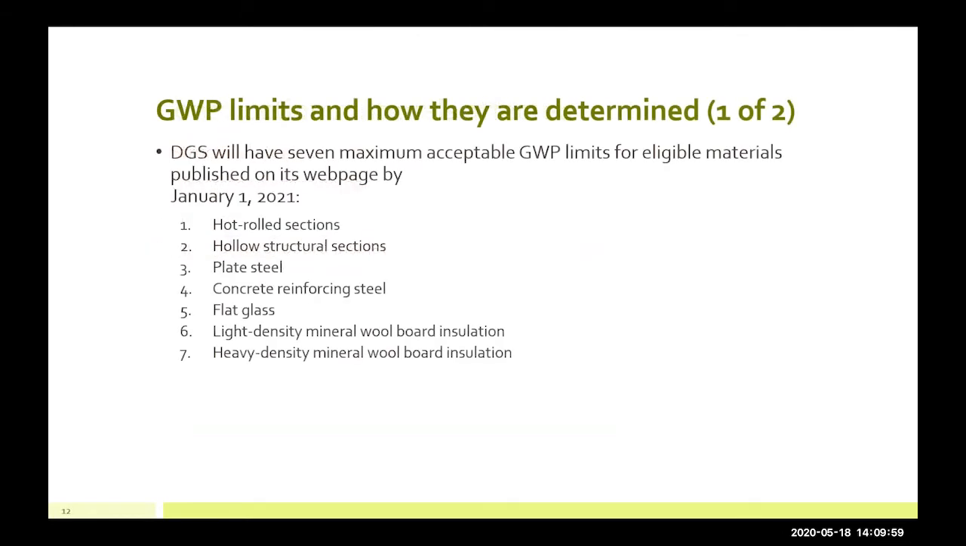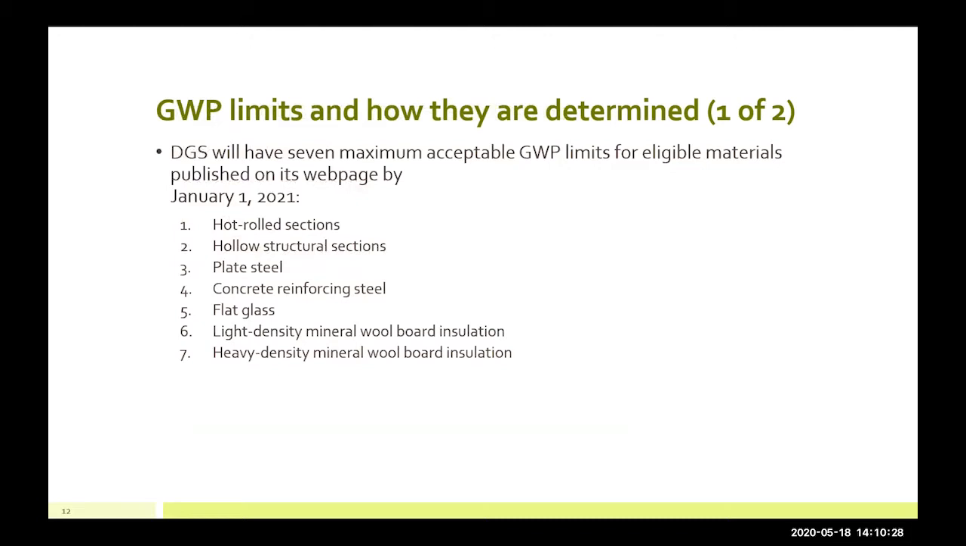So GWP limits and how they are determined. DGS will have 7 maximum acceptable GWP limits for eligible materials published on its webpage by January 1st, 2021. And there's 7 because within each eligible material category, there are subcategories that exist underneath that need their own GWP limit. So these can't be rolled into one umbrella limit.